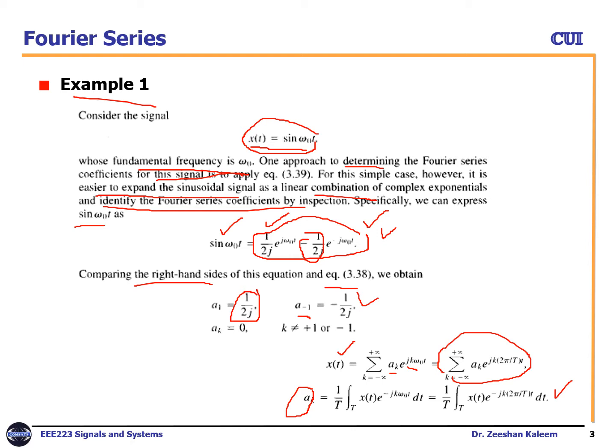The other terms are 0 because after expanding sine omega naught t, we don't have any other components. So we can write that a_k equals 0 for k not equal to 1 or minus 1. This was a very easy example. We can easily find the coefficients of sine omega naught t by inspection, so we don't need to use equation 3.39 to find the coefficients a_k.